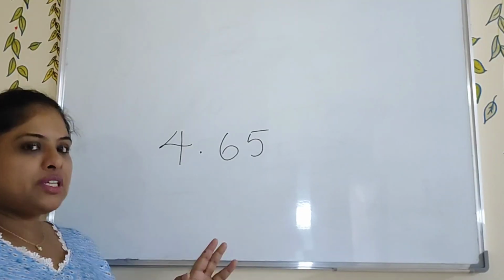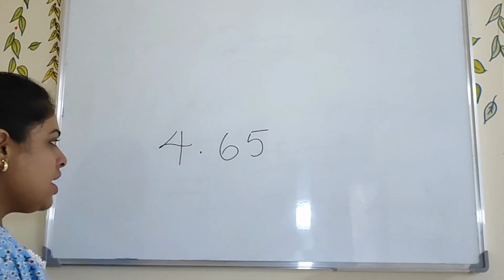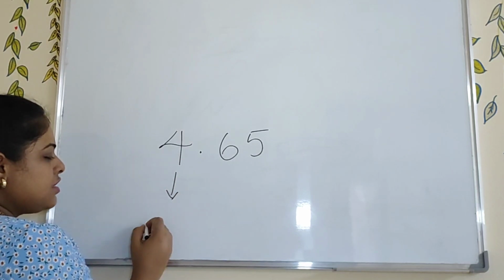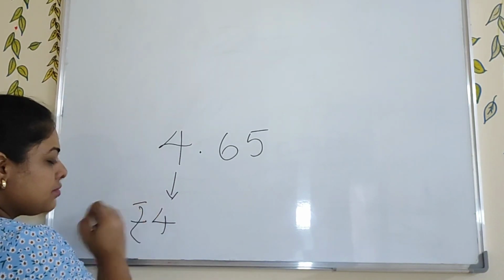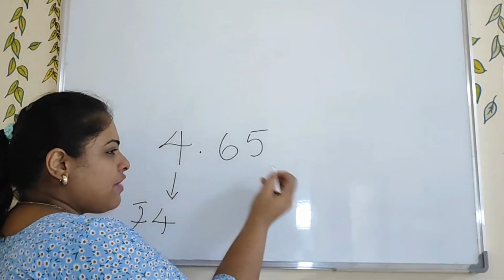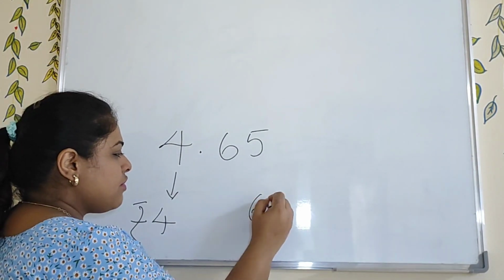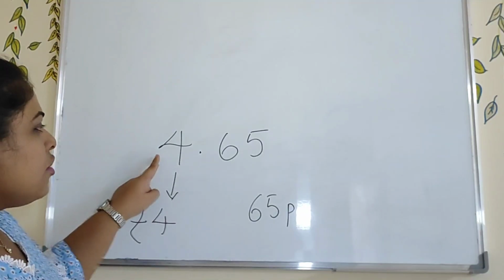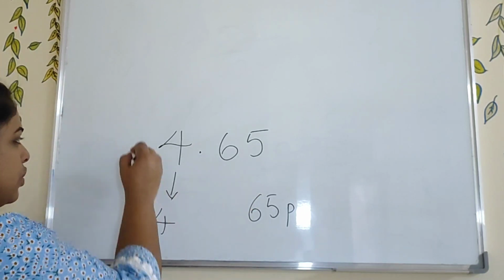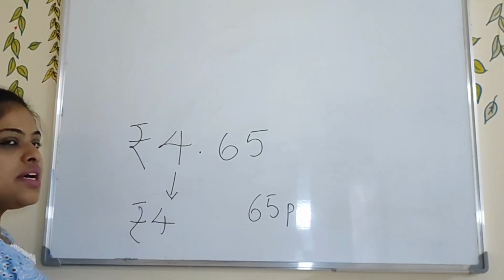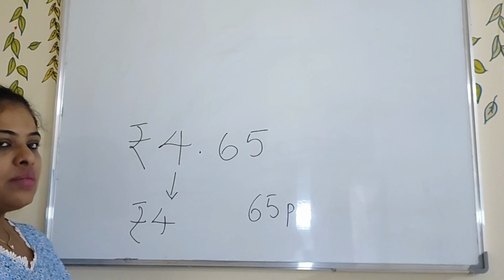What if it has been represented in terms of money? Then 4 is considered as 4 rupees. Fine. And 65, what we say is 65 paisa. Nothing but 4.65 rupees. This is how we take decimal when it comes to money.